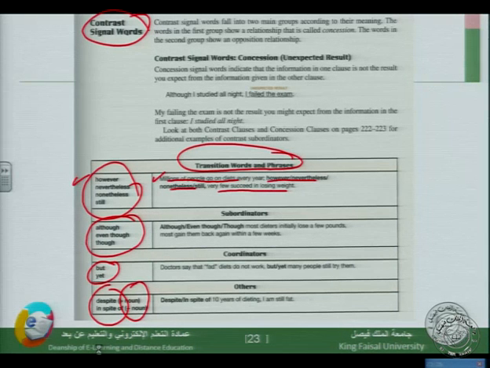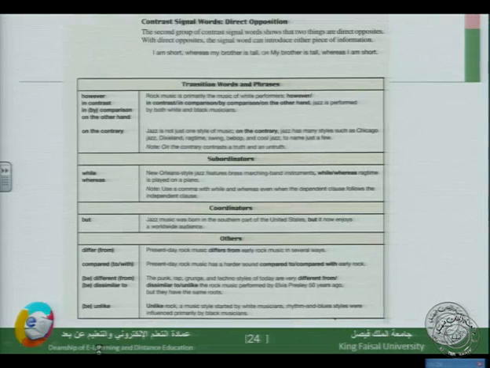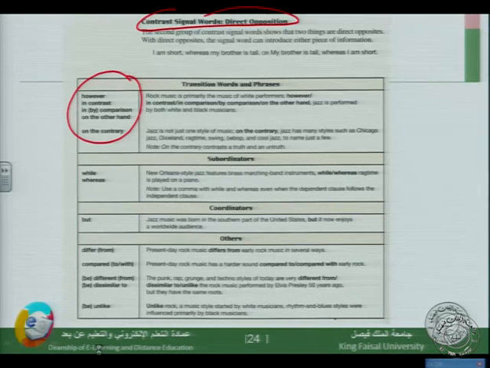We will explain the function of coordinators and subordinators in class number 9 and 10. So we will just read this to save some time. And here are also some contrast signal words. We said like however, in contrast, on the other hand, in comparison, or by comparison. Also we have other subordinators and coordinators. We will explain them inshallah in class 9 and 10.